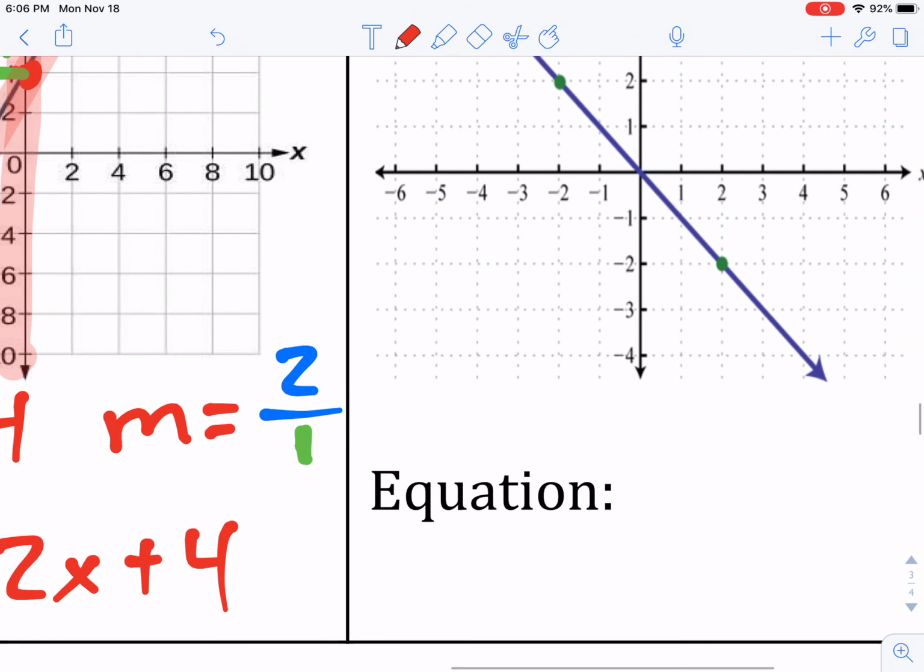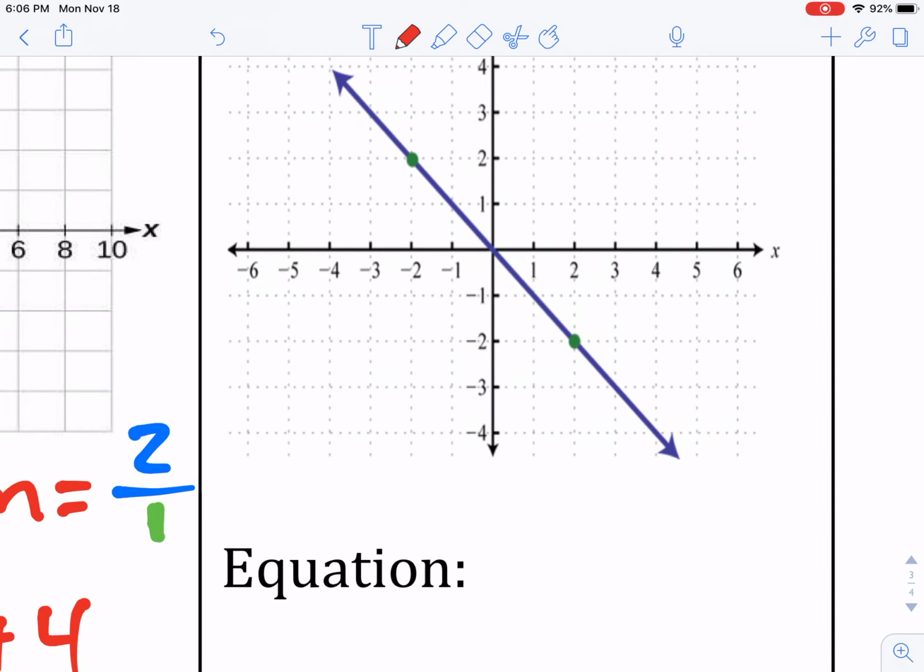Looking at the second graph I have here, you can see that I still need to know what the y-intercept is, and I also need to know what the slope is. The y-intercept for this problem is right here at the origin. And we know that the origin is 0. So now we've got to find the slope.